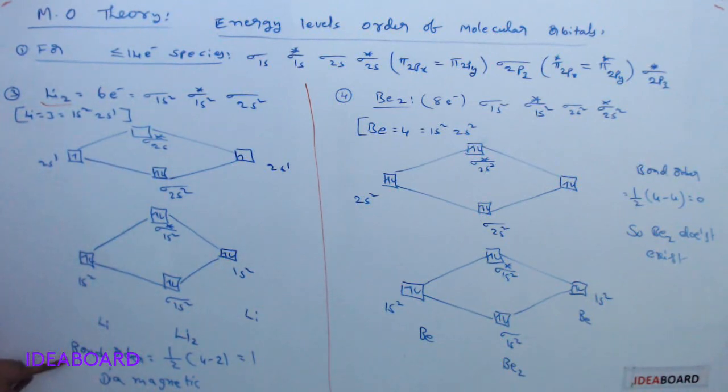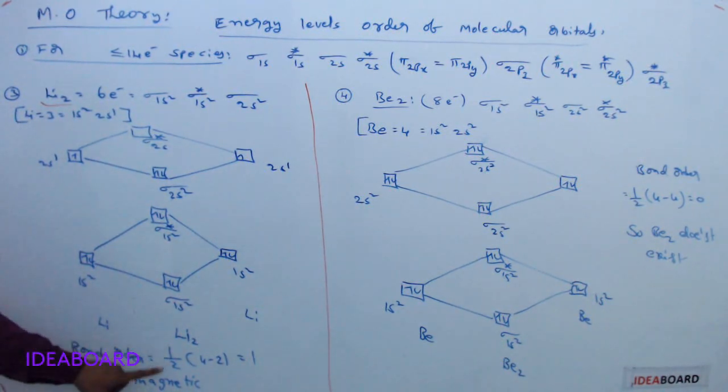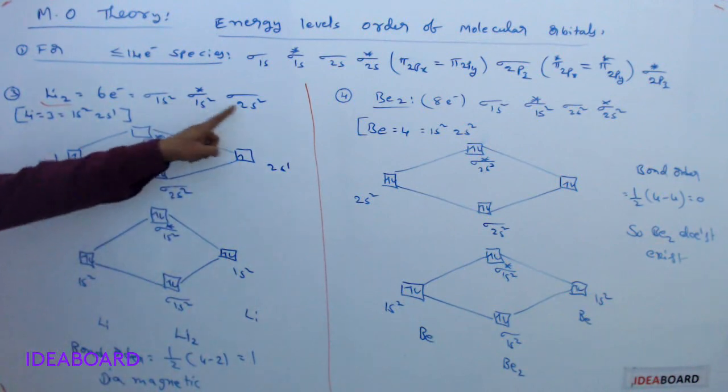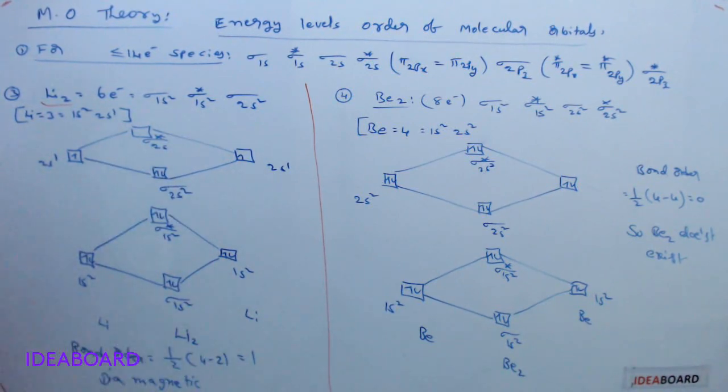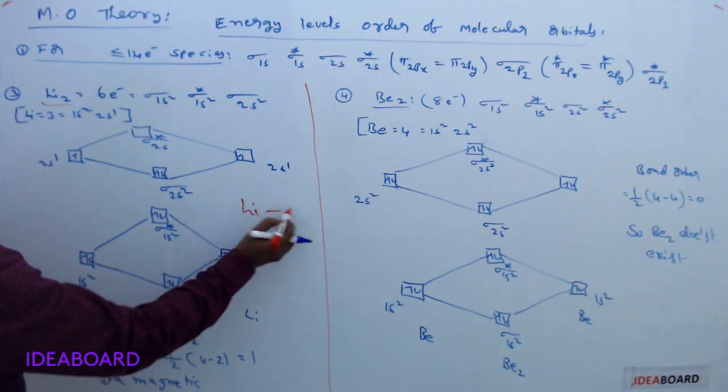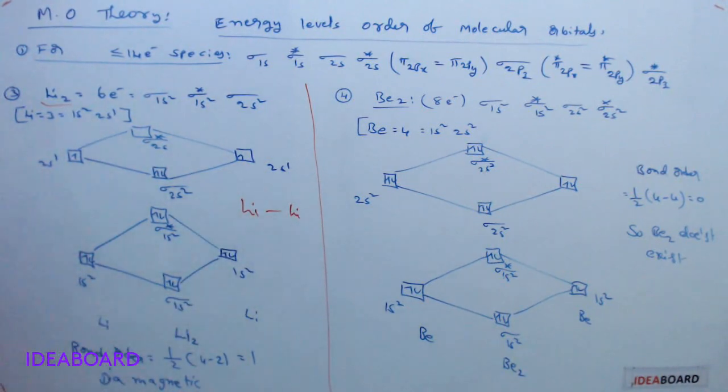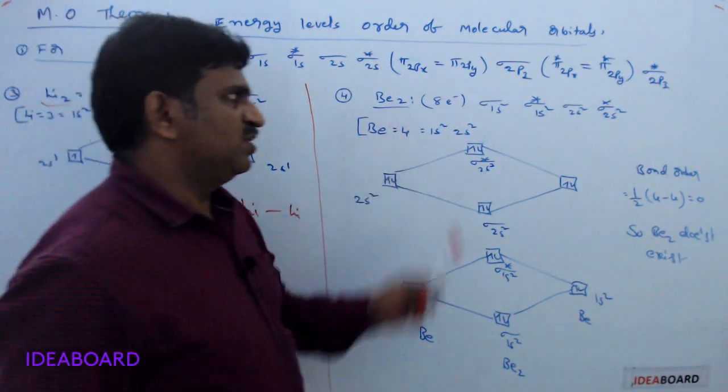Then calculate the bond order. Bond order is equal to half into 4 minus 2. 4 means bonding electrons, and 2 means anti-bonding electrons. So it is equal to 1. So it exists. Between the two lithium atoms, how many bonds are there? One bond is possible. And is there any unpaired, single electron? No, all are paired only. So it is also diamagnetic.